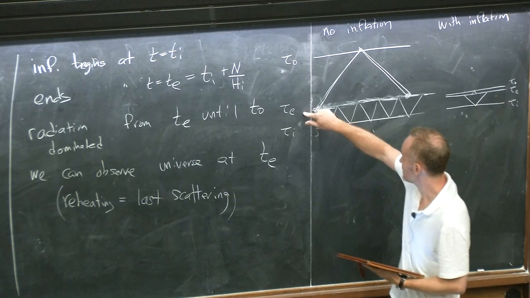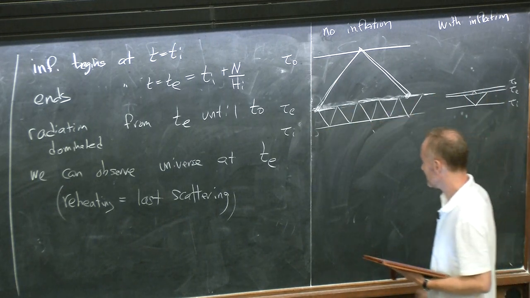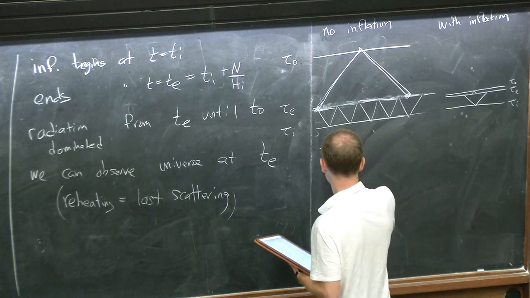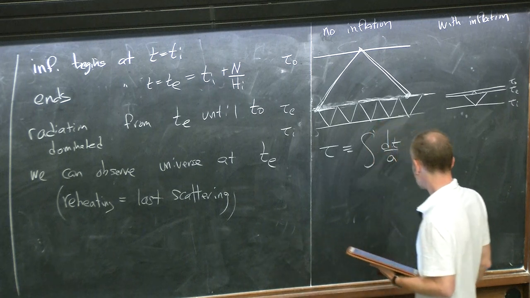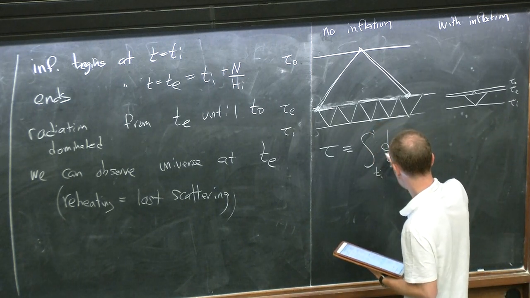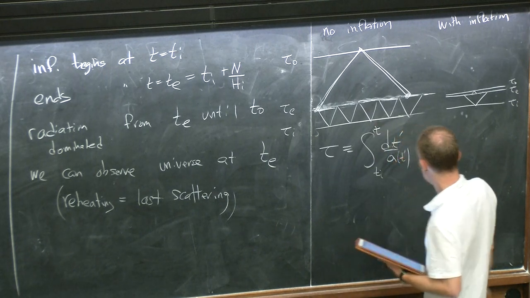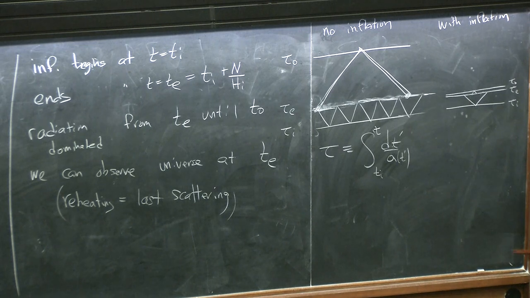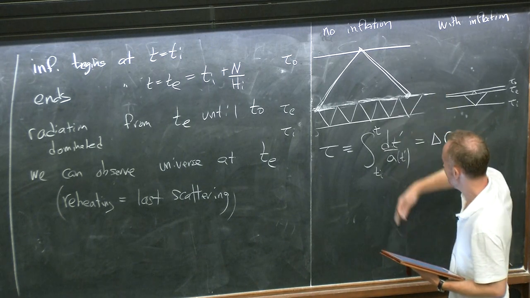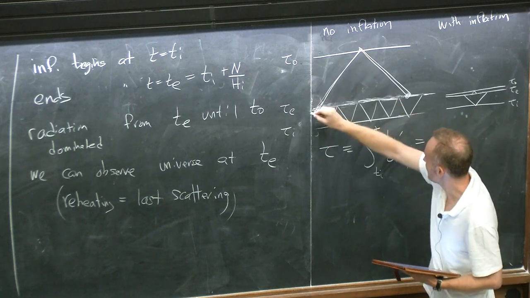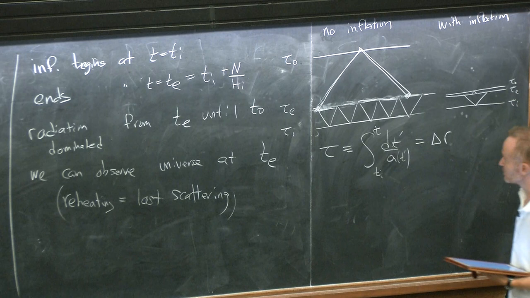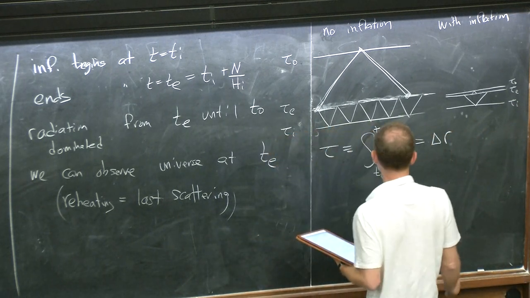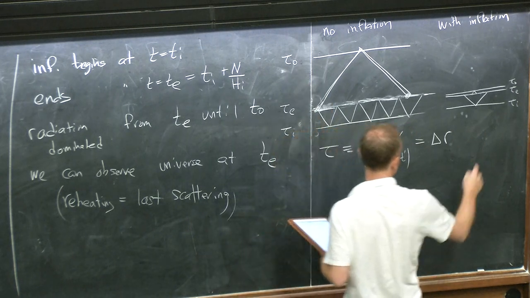All I need to do is calculate these taus to justify this picture that I drew. So let me tell you what tau is, first of all. Tau is just the integral of dt over a, and we might as well define it from t initial up to some time t prime. This is called the conformal time, and it's equal to delta r. So if I draw pictures where the vertical axis is tau and the horizontal axis is r, then light rays are at 45 degree lines because tau equals plus or minus r is the equation for one of these light rays. So it's more convenient to draw things in terms of tau than in terms of t. Now we just need to calculate what these values of tau are in these two scenarios.